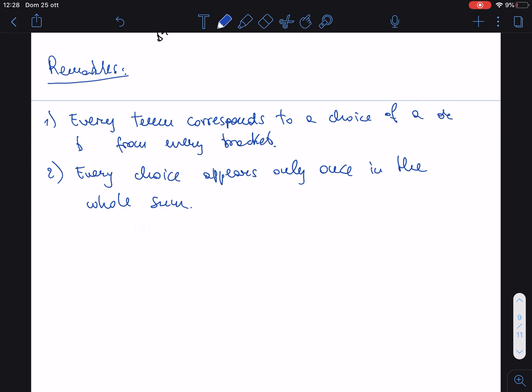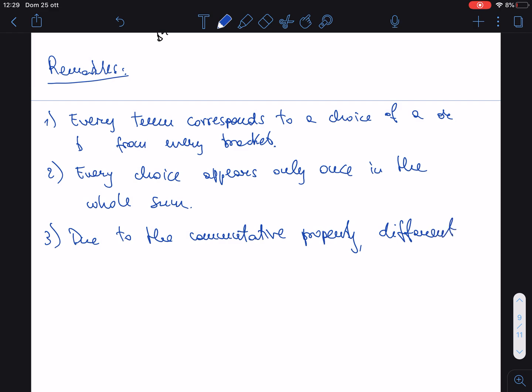And third, that says that due to the commutative property of the product and of the sum, different choices can result in the same contribution, the same term.